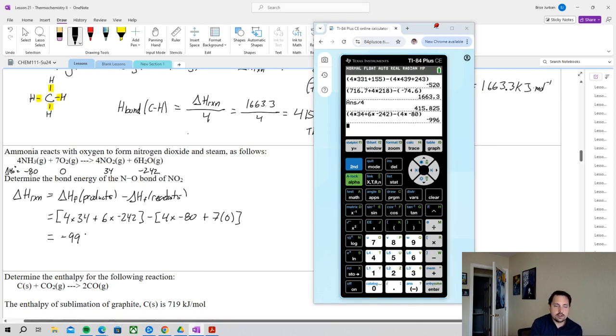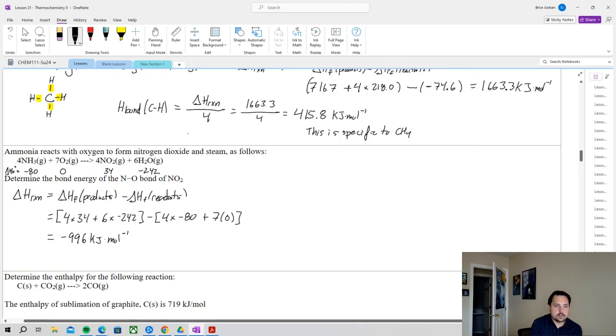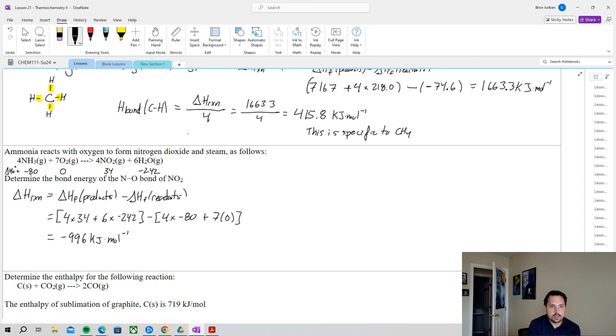That gives us negative 996 kilojoules per mole. Now we're not done yet because that just gives us the overall enthalpy of this reaction. And what we want to find is the bond energy of NO in NO2. Well, if we draw out each of these molecules, that's going to help us for the next part.